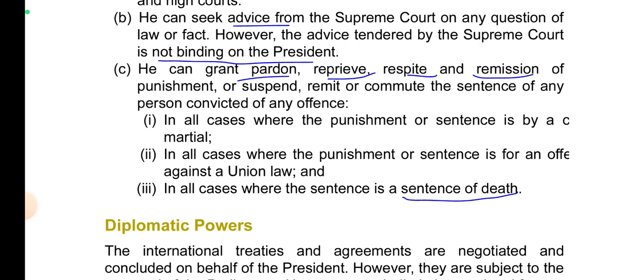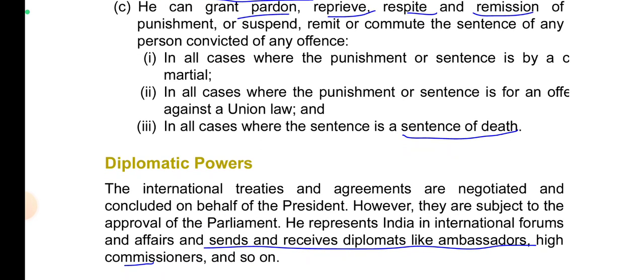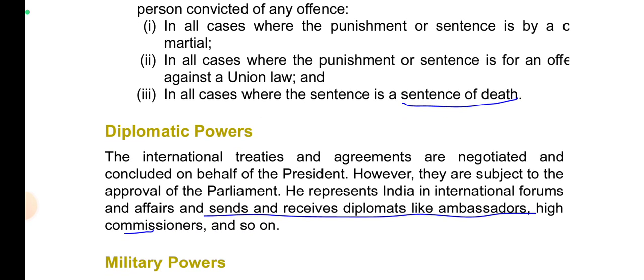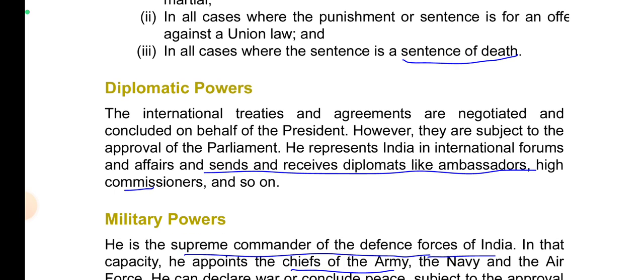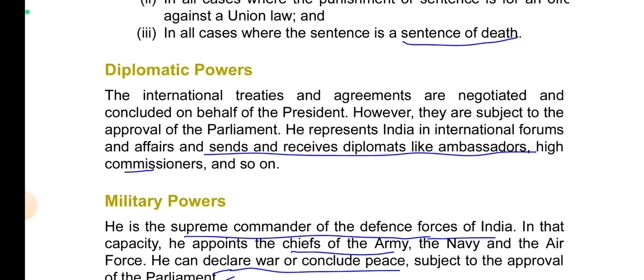He can grant pardon, reprieve, respite, and remission of punishment, or suspend, remit, or commute the sentence of any person convicted of any offence in all cases where the punishment or sentence is by court martial, in all cases where the punishment or sentence is for an offence against a union law, and in all cases where the sentence is a sentence of death.